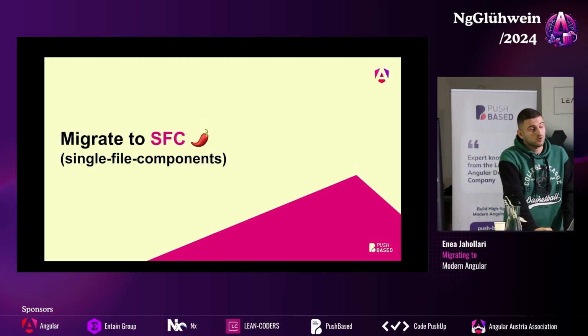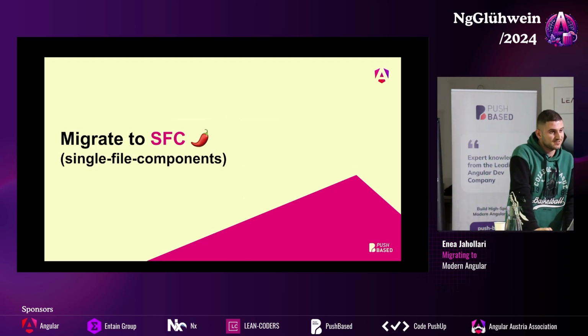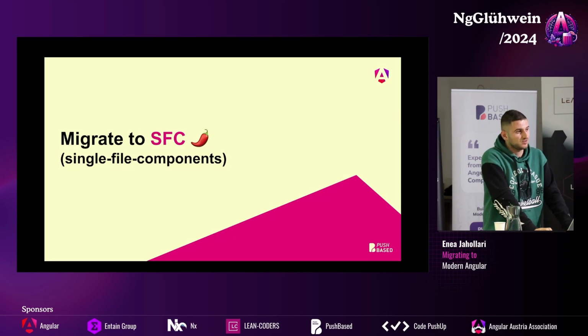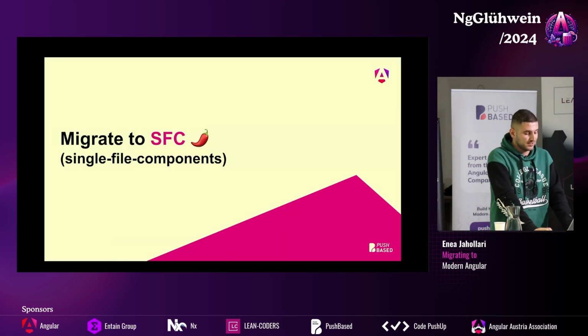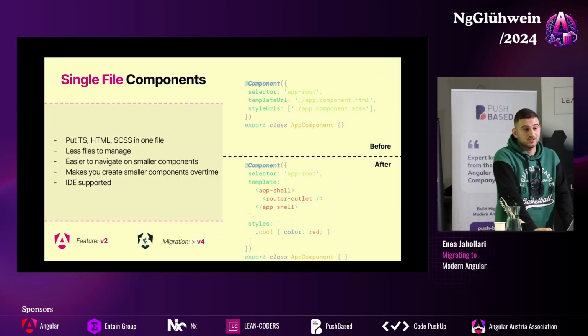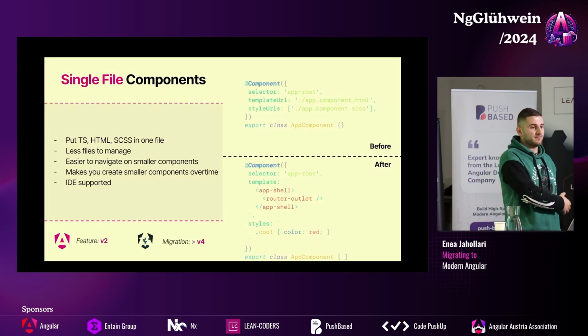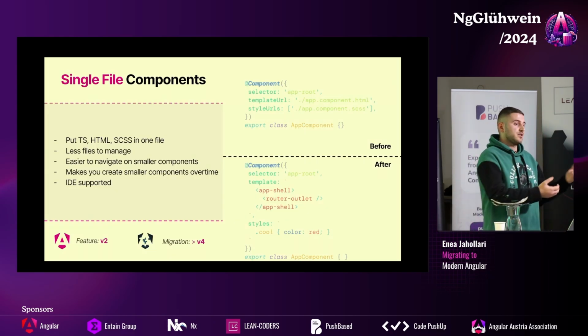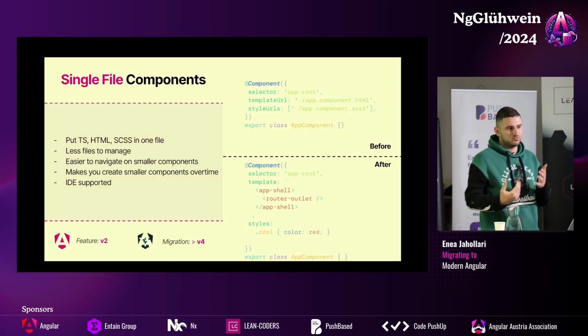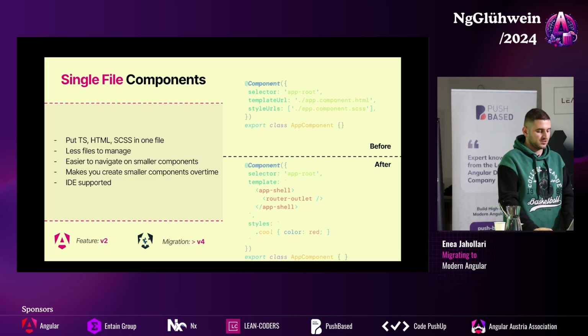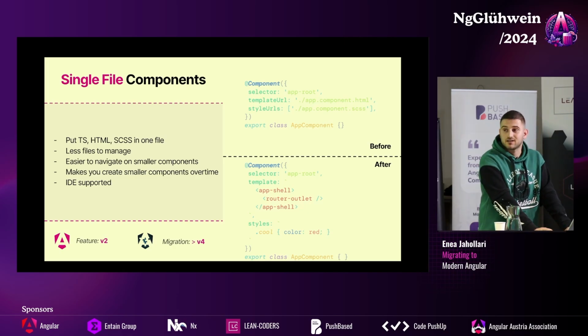You can migrate to single file. Who hates single file components, so inline templates and styles? One? OK, good. To you haters, you can migrate to single file components by doing ng extension convert to single file components. And what this will do is copy your HTML file into your inline template. There's an option to skip styles, but also include the styles too. And of course, you don't have to maintain 3 files now.